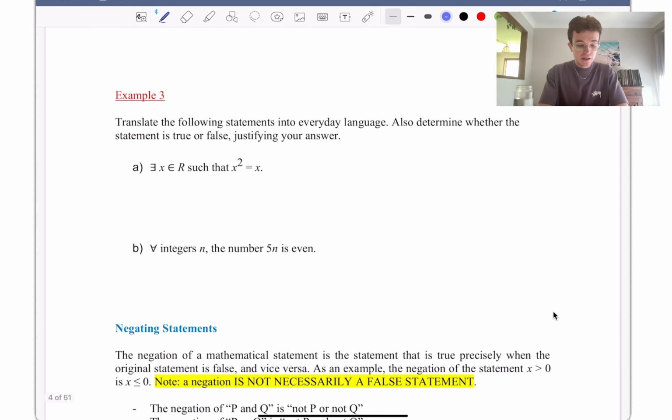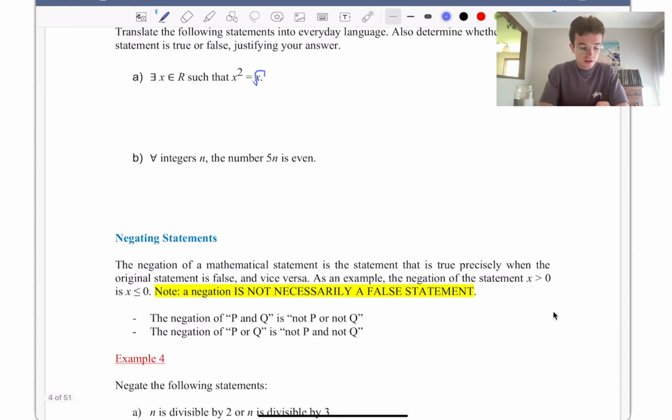Okay. Example 3, we're translating these following statements into everyday language. Now that's missing a square root there. We also determine whether each statement is true or false. So part A is saying there exists x belonging to the real numbers such that x squared is equal to the square root of x. That would be that sentence in everyday language. That is actually a true statement because 1 squared is 1 and the square root of 1 is 1. So there does exist at least one number, so that is a true statement.